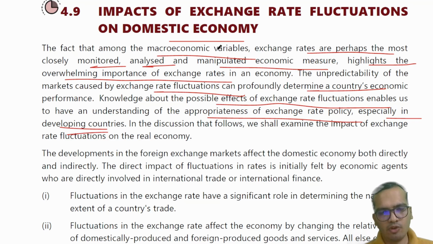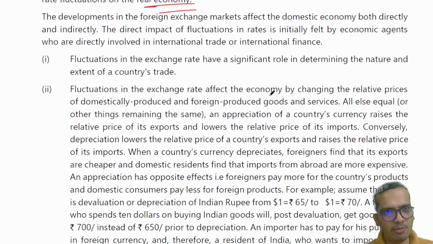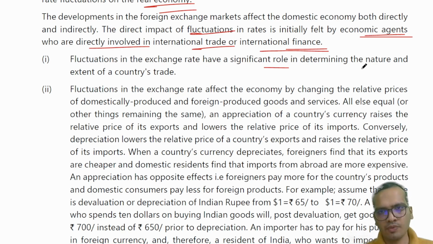In the discussion that follows, we shall examine the impact of exchange rate fluctuations on the real economy. So, the development in the foreign exchange market affects the domestic economy both directly and indirectly. कैसा है उसके बारे में बताया. The direct impact of the fluctuation in rates is initially felt by economic agents who are directly involved in international trade or international finance. So fluctuations in the exchange rate have a significant role in determining the nature and the extent of a country's trade.